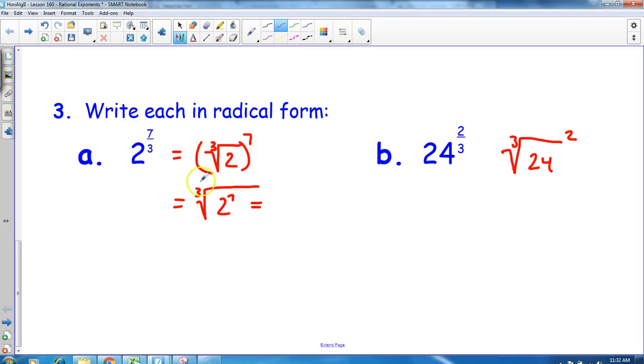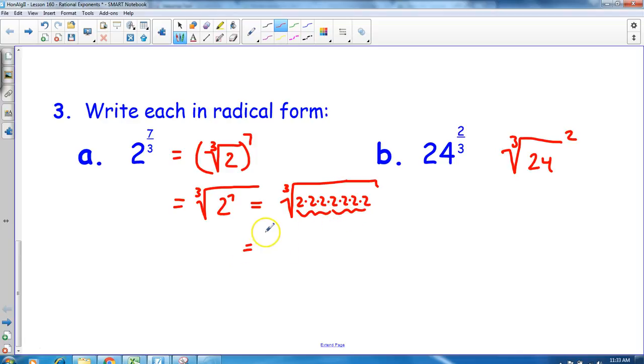And if you remember, for every 3, whatever the root is, we want to look for 3 of those on the inside. For every 3 that we see on the inside, we can pull 1 of those out. So this is going to be equivalent to the cube root of 2 times 2 times 2 times 2 times 2 times 2 times 2. That is 7. So here's a group of 3. Here's a group of 3. I can pull 1, 2 2's out.